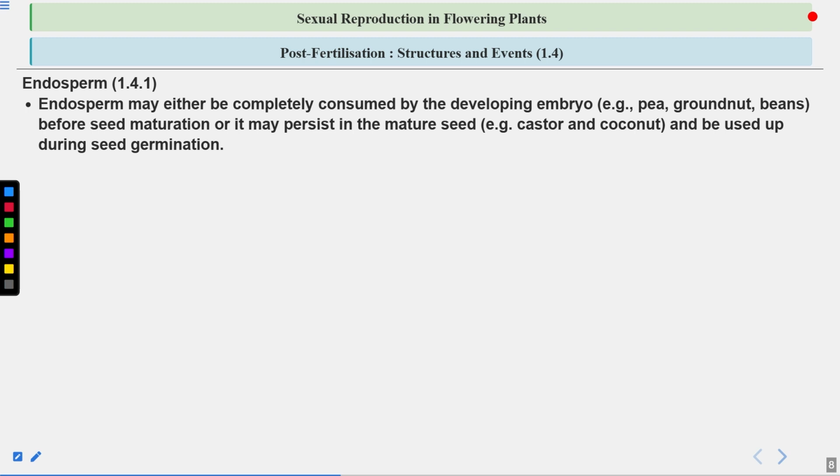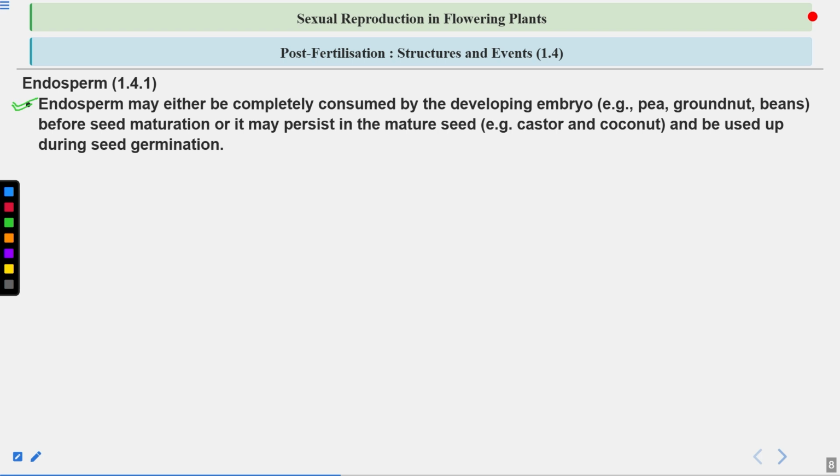Endosperm may either be completely consumed by the developing embryo. Now, this point is very, very important, so try to understand. Endosperm may be completely consumed by the developing embryo, like happens in the case of pea, groundnut, and beans. Before the seed gets matured, all the endosperm has been completely used by the developing embryo. This happens in the pea plant, groundnut plant, and beans.